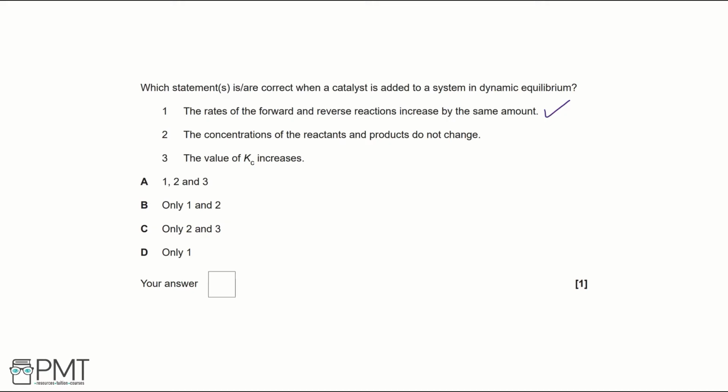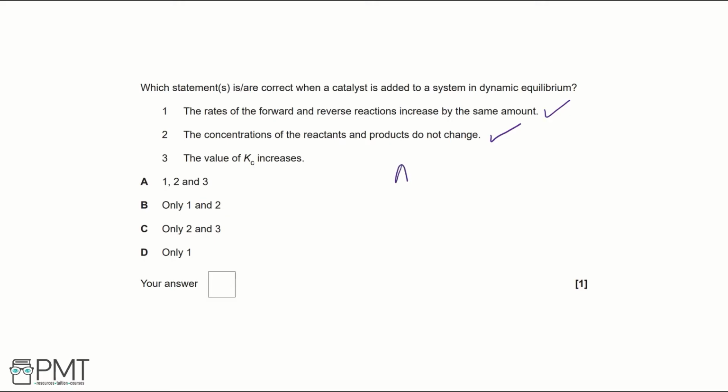The concentrations of the reactants and products don't change. This is also true because you're not adding any more reactant or product, you're not changing the volume or anything like that. So they do stay the same, so they don't change. Then the value of Kc increases. So Kc is based on concentration.